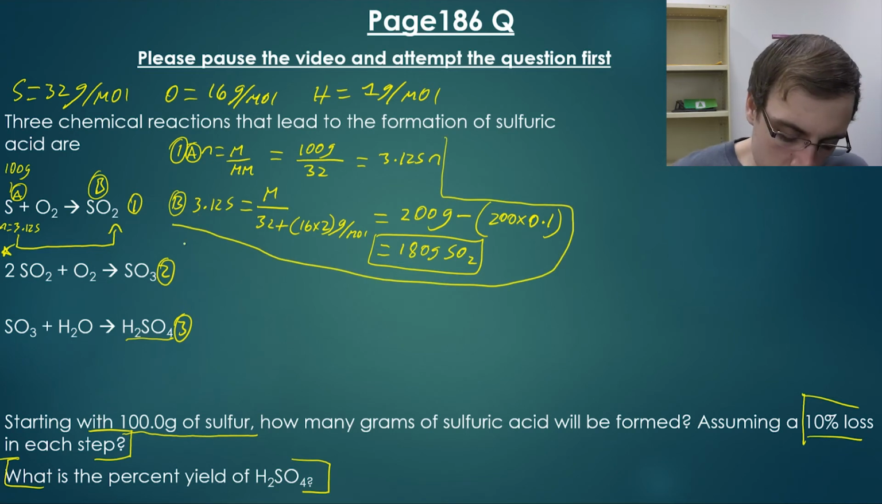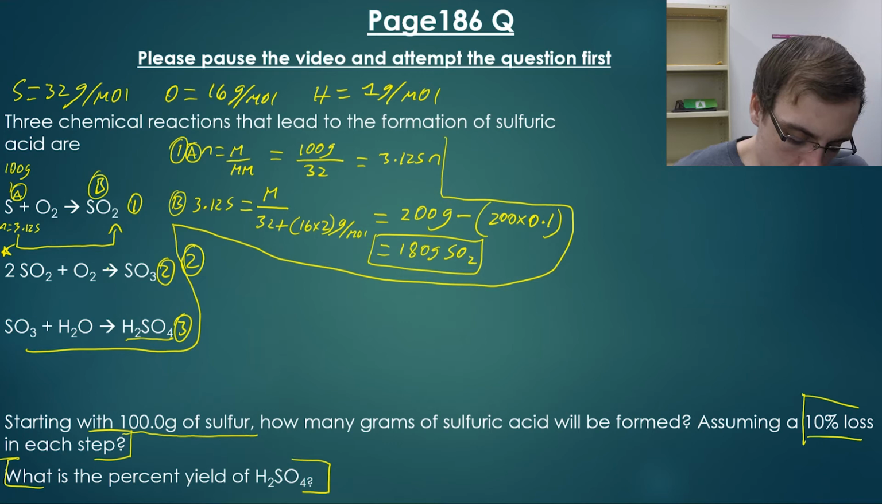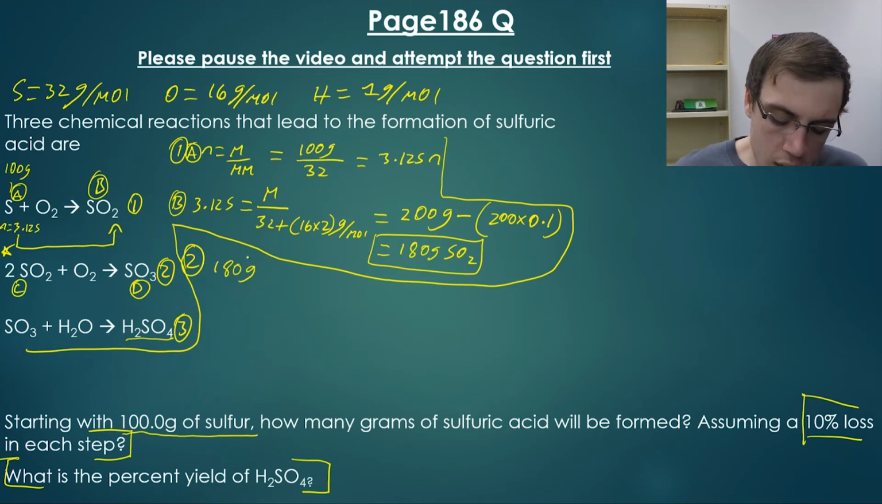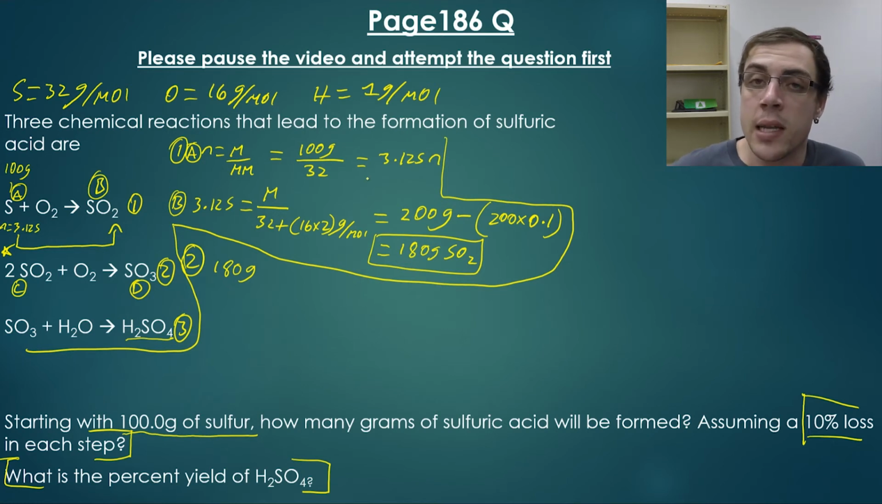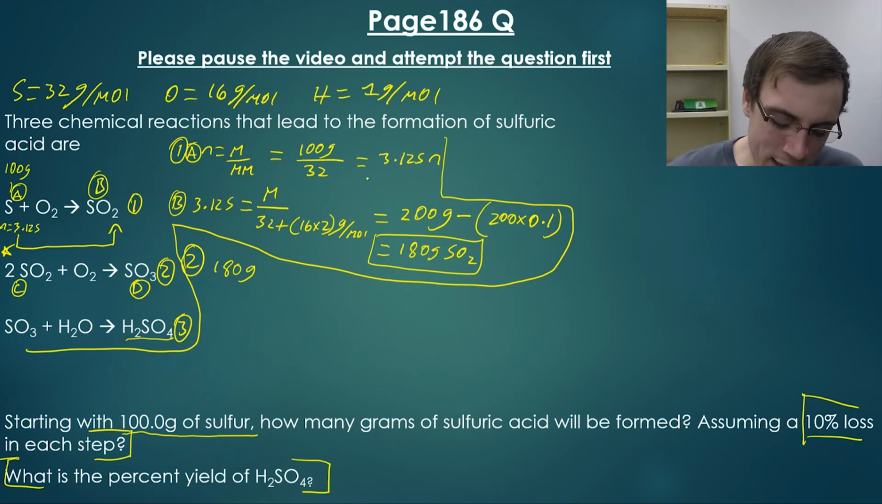So now we look at equation 2. So I'll name this C and D. So C, we have 180 grams. Now, we need to be careful here. We can't just steal all the information we got up here because it was a 10% loss. So we need to go through and recalculate it again. So we have 180 grams.